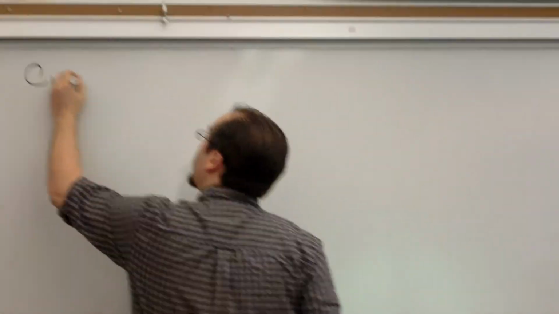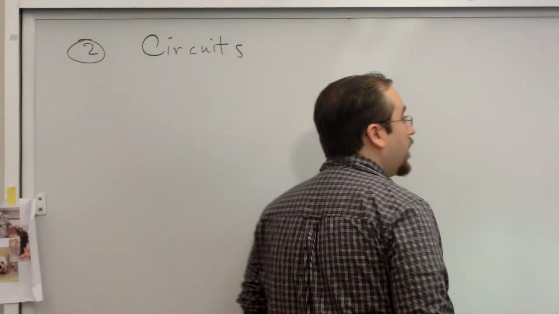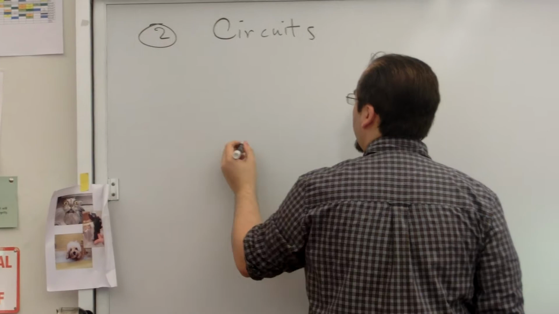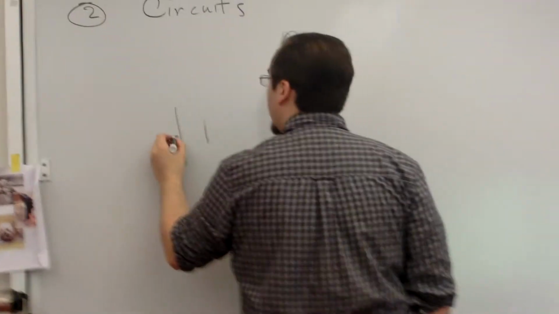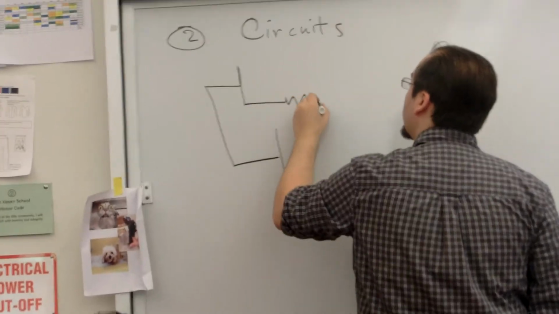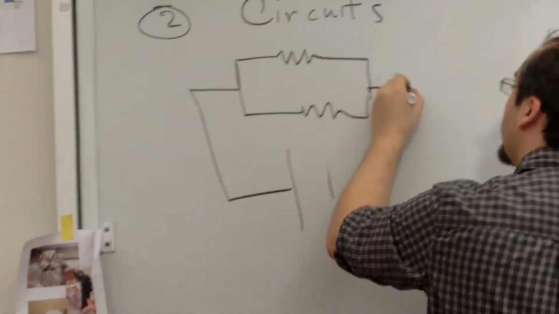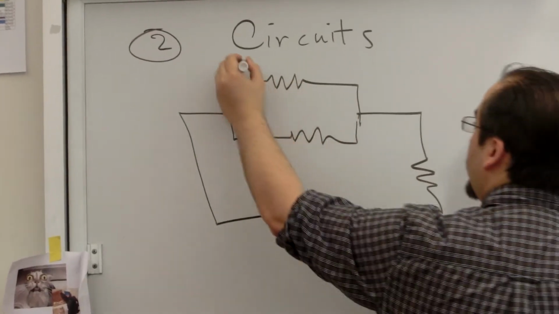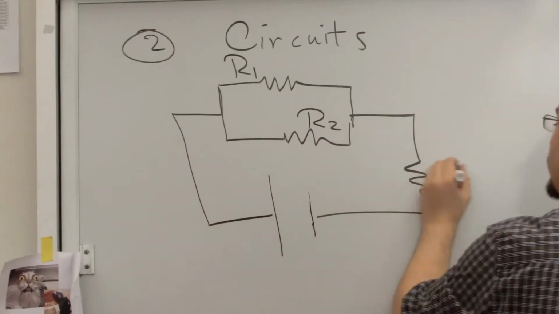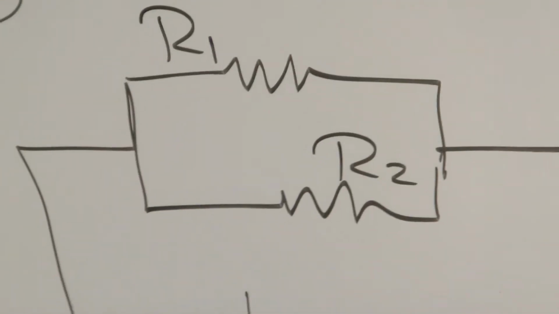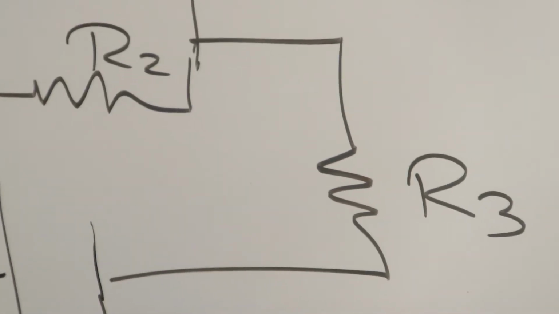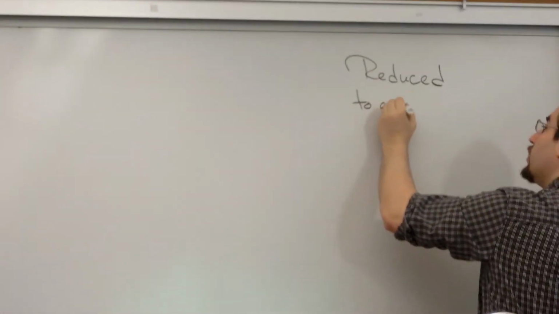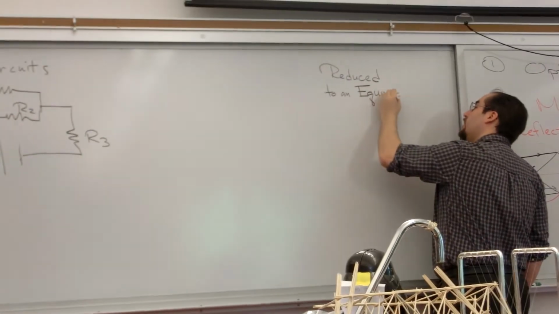Question 2 we said was on circuits. Oh yes. All right. For circuits, we are focusing on a couple of different aspects. So here is a circuit. I have 3 resistors, R1, R2, and R3. One of our claims was that this could be reduced to an equivalent circuit or an effective circuit.